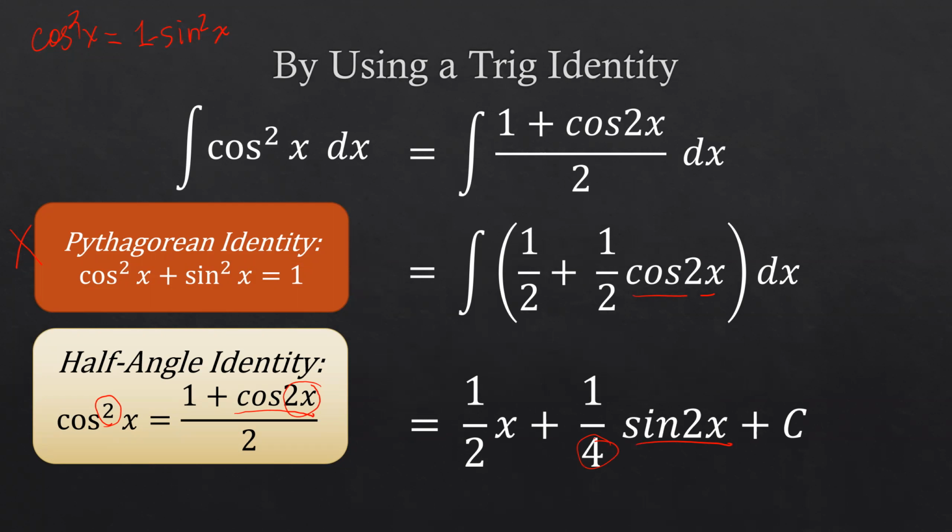Okay, and that's how that works with a trig identity. So if you have something that you cannot integrate, then look for some identity to replace it. Now, next method, we are using the radical conjugate.